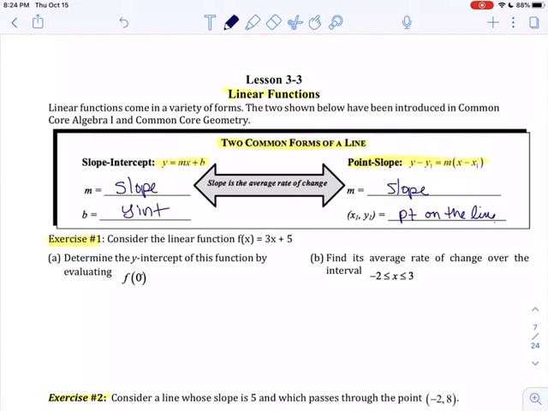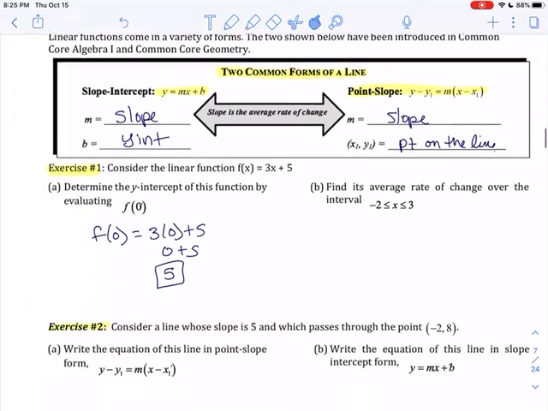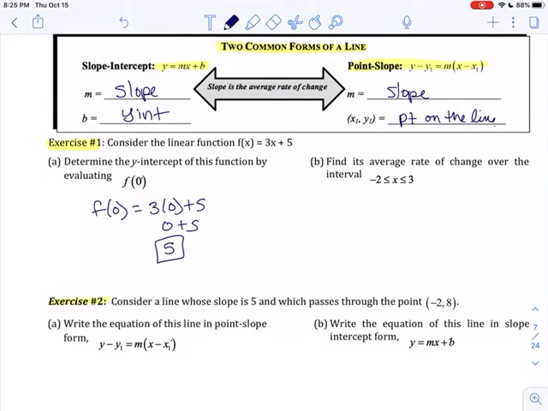So let's consider the linear function f of x equals 3x plus 5. I want to determine the y-intercept of this function by evaluating f of 0. So I'm just going to plug in 0 for x. So I have 3 times 0 plus 5. 3 times 0 is 0. So my y-intercept is just 5.